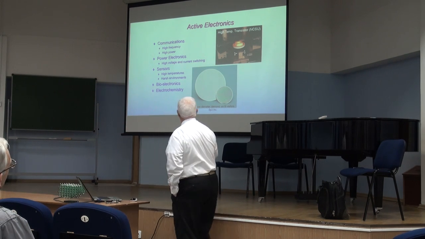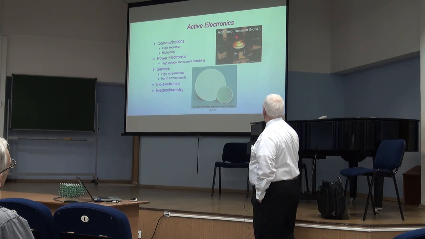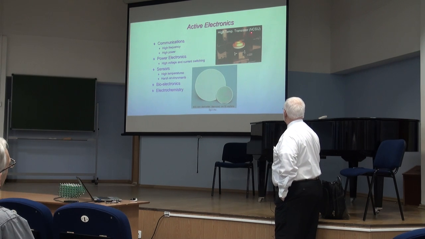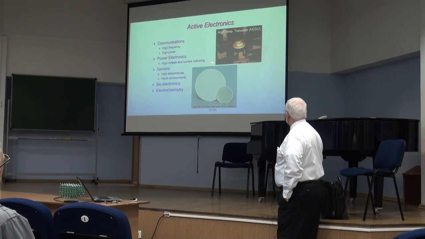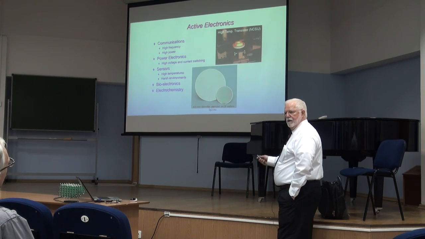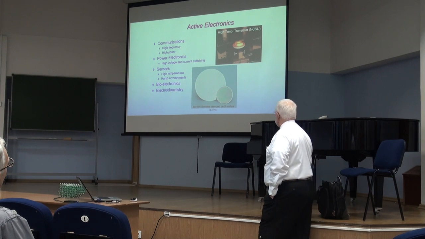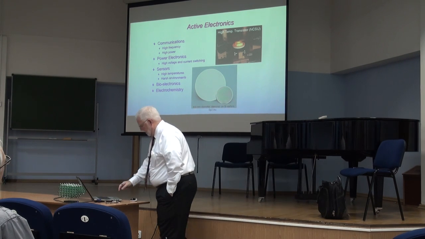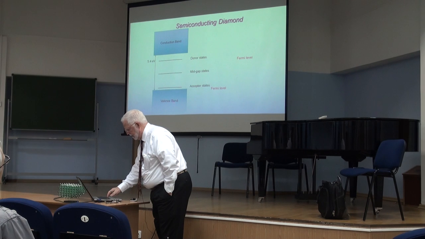So I show here a high-temperature transistor that was made many years ago at North Carolina State. And then here's a 400 millimeter diameter wafer. It's a silicon wafer that has a thin film of diamond grown on it that can be used for a number of types of device structures.